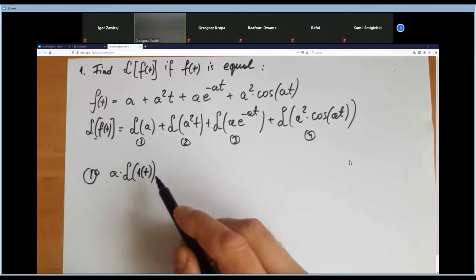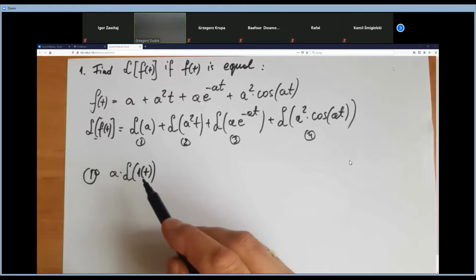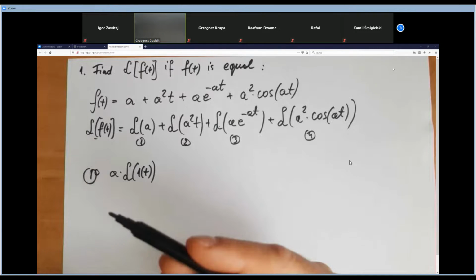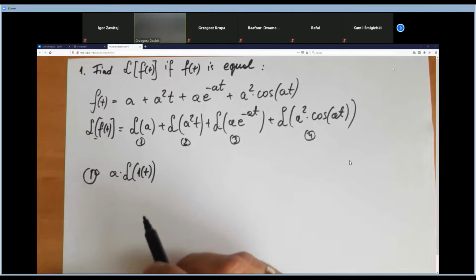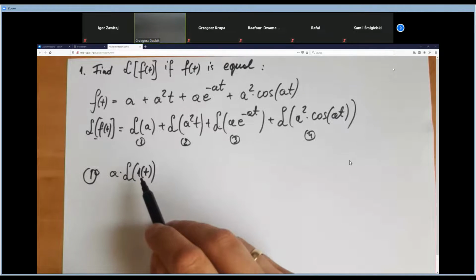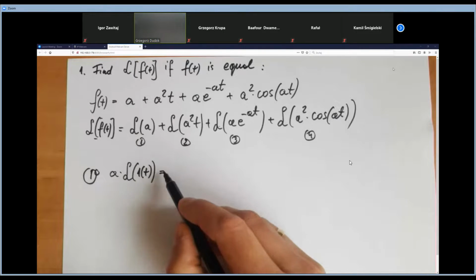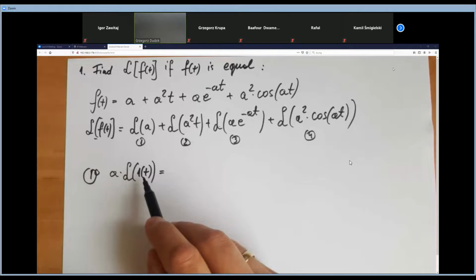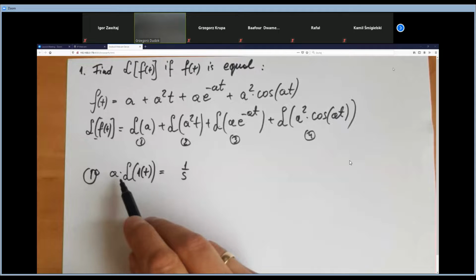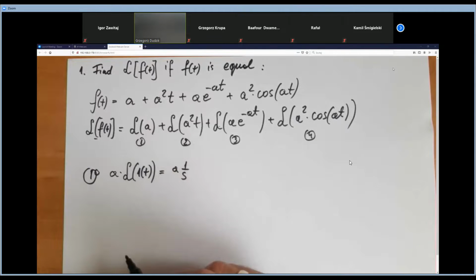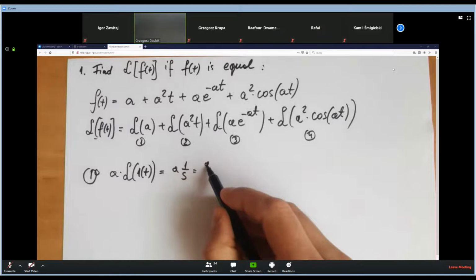Why? Because we can express it in that form as a function in time domain. So in fact we've got the Laplace transform of the unity function. If you take a look at the table, you will see it is equal to 1 over s. So this is 1 over s times the constant value a. So this is a over s.